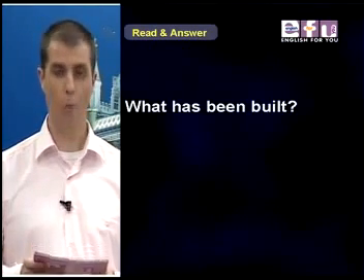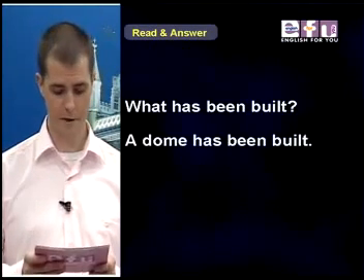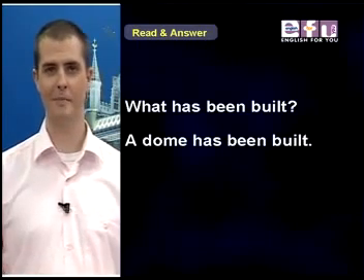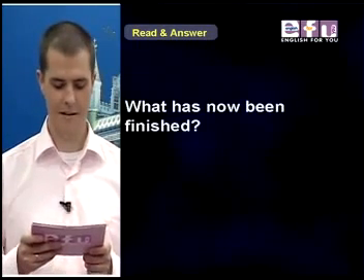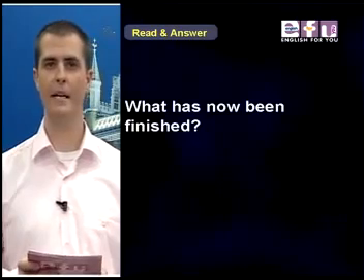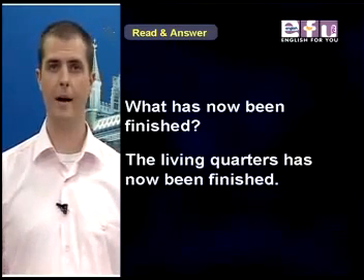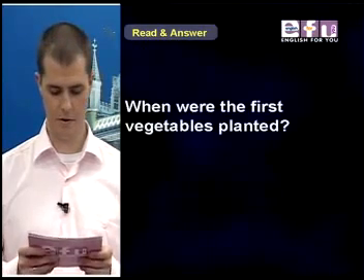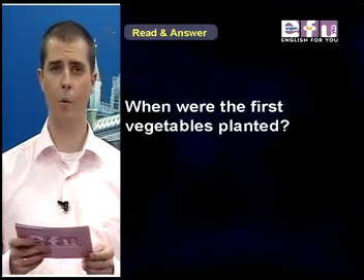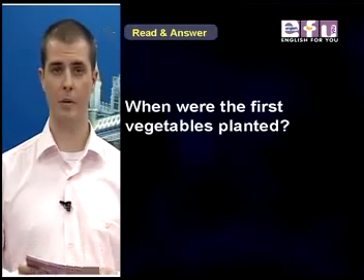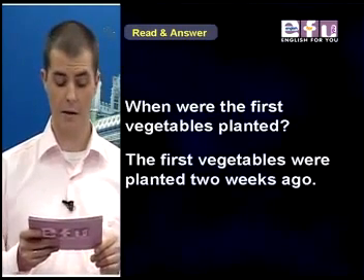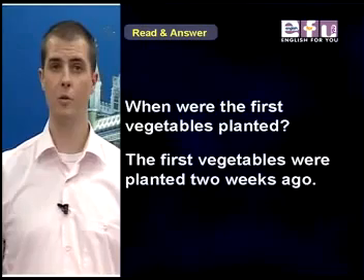Number 3. What has been built? A dome has been built. Number 4. What has now been finished? The living quarters has now been finished. Number 5. When were the first vegetables planted? The first vegetables were planted 2 weeks ago.